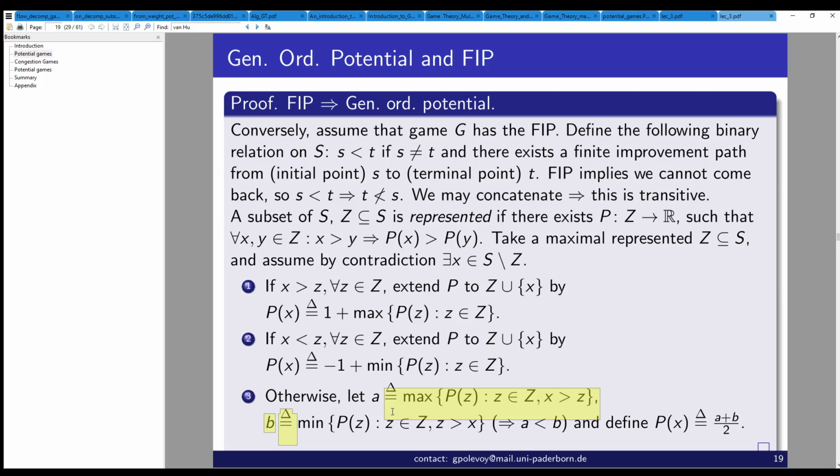And to be on the good side, we just need to prove that we can extend P such that it will be exactly strictly smaller than the minimum of P on all the elements which are larger than this, and strictly larger than all the elements which are smaller than that. And it's possible by taking, for example, the arithmetic average of A and B.